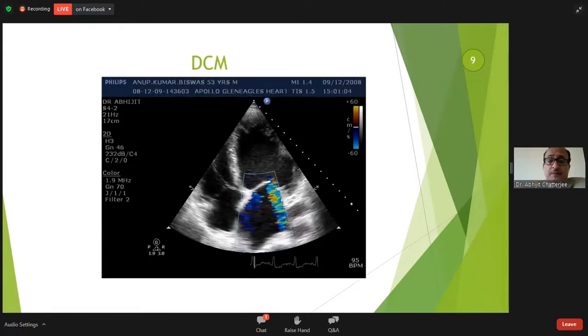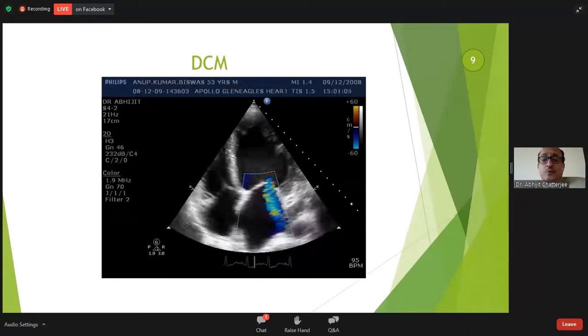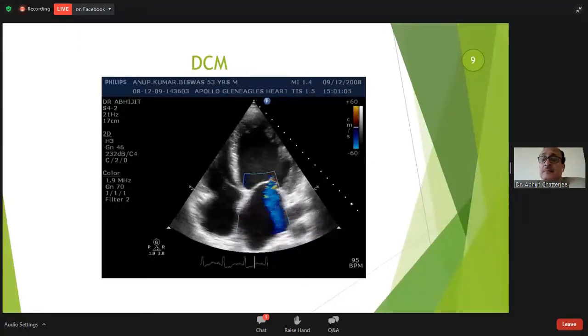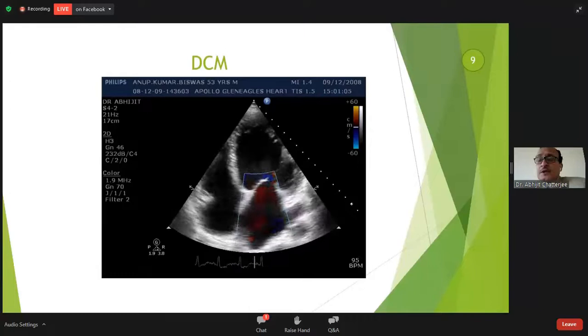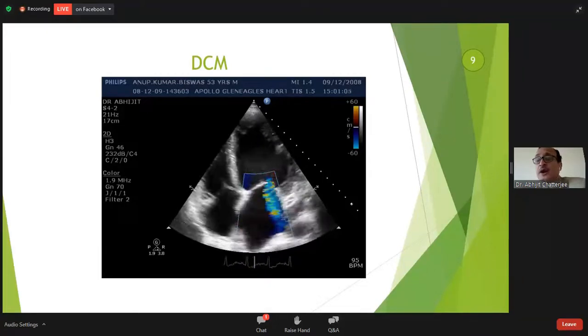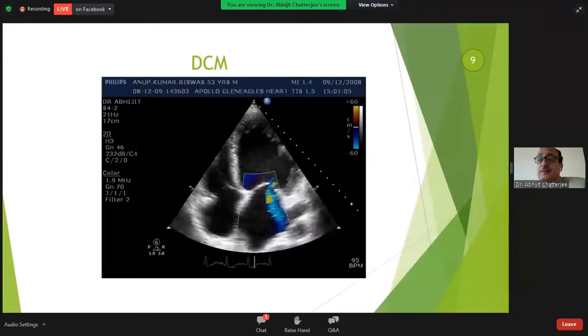Dilated cardiomyopathy. The annulus is dilated. There is very poor coaptation of the leaflets, and there is an eccentric jet mitral regurgitation. For the young doctors who may be listening to my lecture, this is known as the Coanda effect, that is eccentric jet, and this is very severe MR.